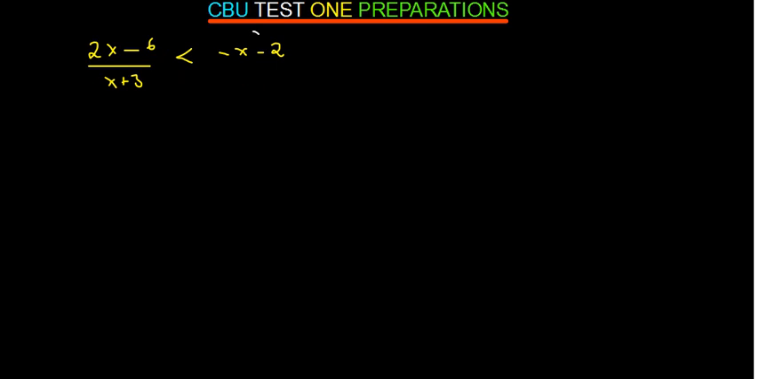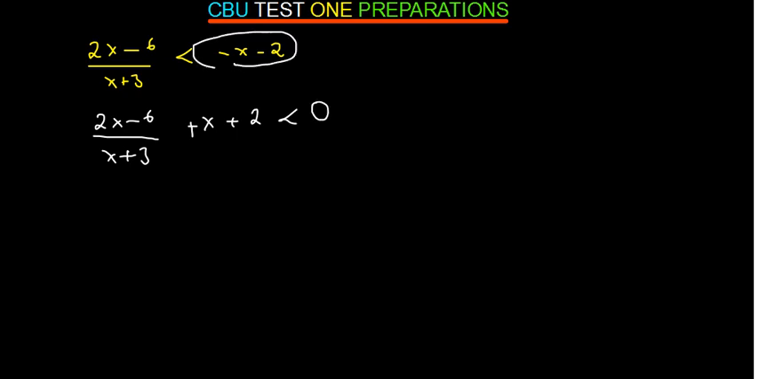I'm going to get these terms and take them to the other side of the equation. That is going to be 2x minus 6 divided by x plus 3. This negative x goes to the other side, becomes positive x. The negative 2 goes to the other side, becomes positive 2. And this is going to be less than 0. We are going to have a 0 remaining this side. From here, I can also now say this is over 1.